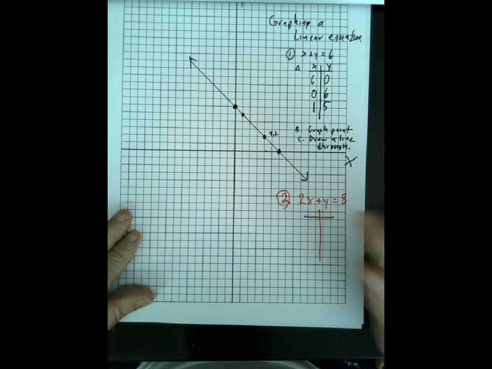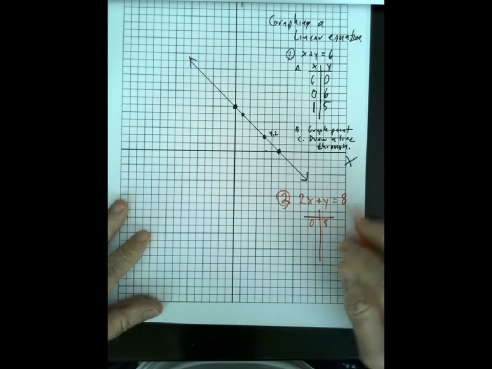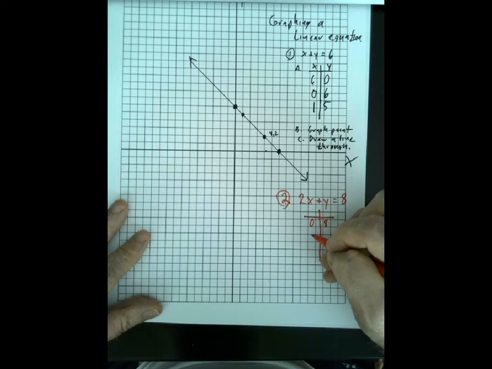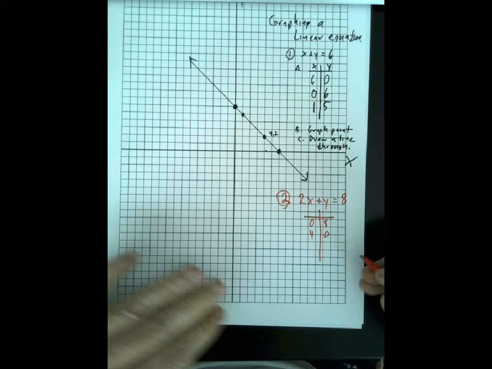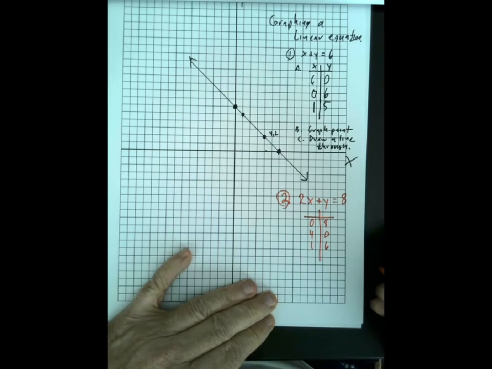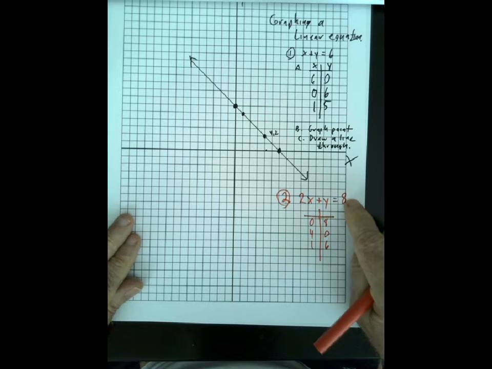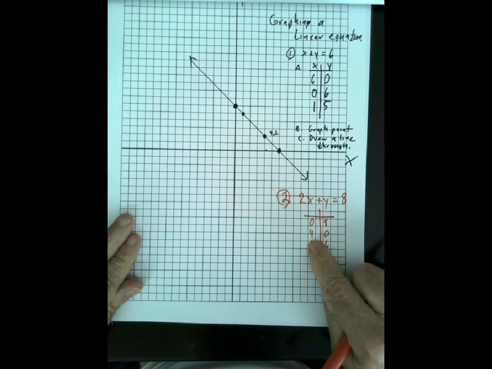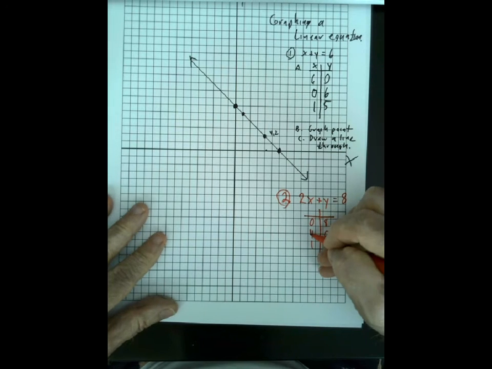Can you see here that (0, 8), (4, 0), and (1, 6) will make these true? Because 2 times 0 is 0, plus 8 is equal to 8. 2 times 4 is 8, plus 0 is equal to 8. 2 times 1 is 2, plus 6 is equal to 8. So those all make the ordered pairs that make the equation true.